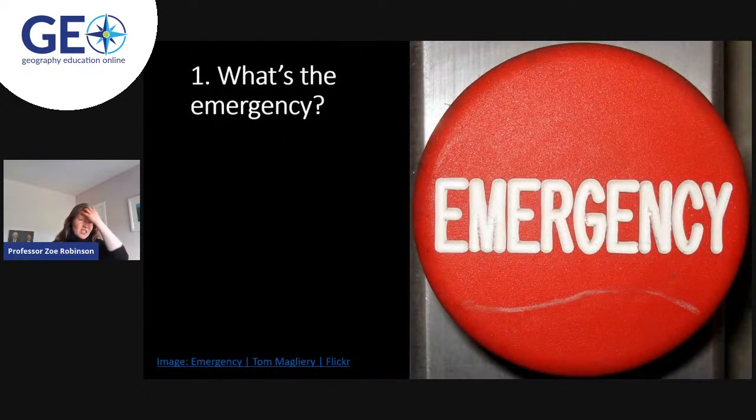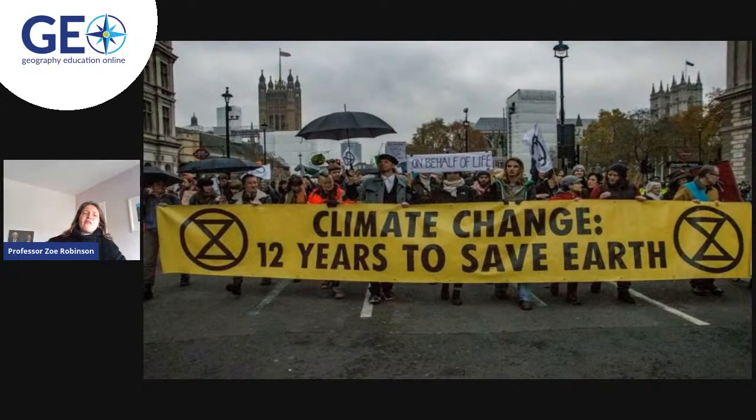So the first thing I want us to focus on is really thinking about what's the emergency? Why is it an emergency? And exactly what do we mean by that? You're probably familiar with images like this that we've had in the media since really 2018, with statements and headlines around having 12 years to save the earth, 12 years to solve climate change. But we need to really understand, well, what is the science behind these statements?